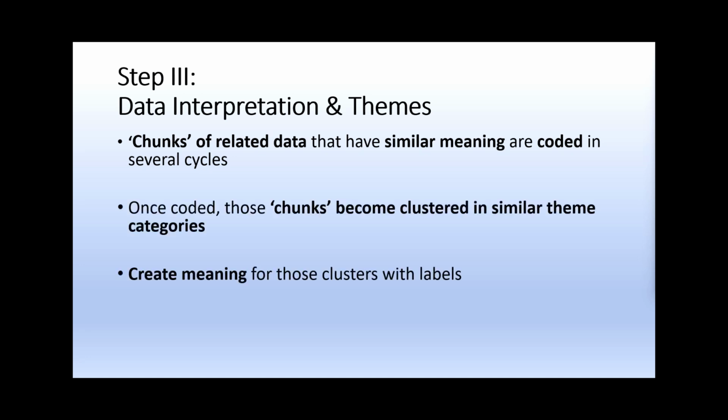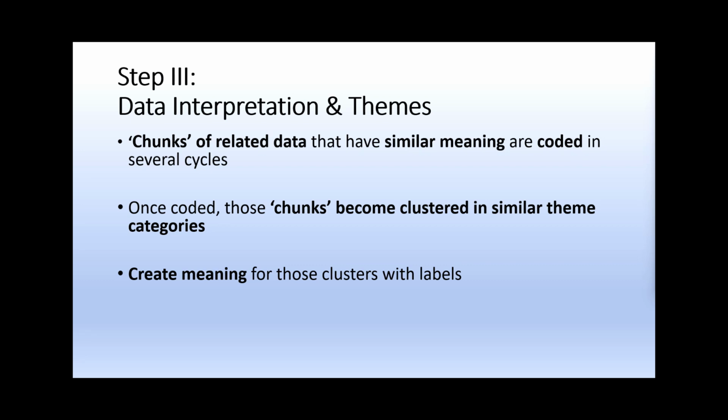Step 3, data interpretation and themes. Then you try to group these chunks into those with similar meanings that you have coded. For example, if you're studying how patients feel when they take their medicine, some of them may tell you that the medicine gives them nausea, headache. When you have all those codes like nausea, headache, diarrhea, you can group them into side effects of medicine. So you try to get the meaning of these chunks of data. Once coded, these chunks become clusters in similar theme categories.